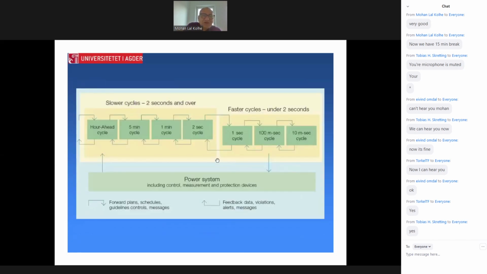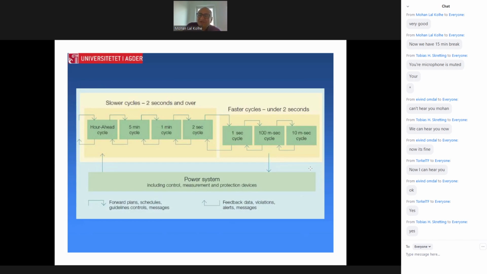Okay, so coming back to the time stamping, here we have taken the faster cycles. Faster cycles are defined as those below 2 seconds, and slower cycles are defined as 2 seconds and over. So here you can see that we have a 10 millisecond cycle, a 100 millisecond cycle, then let's say a 1 second cycle. Let's start with the 10 millisecond cycle.